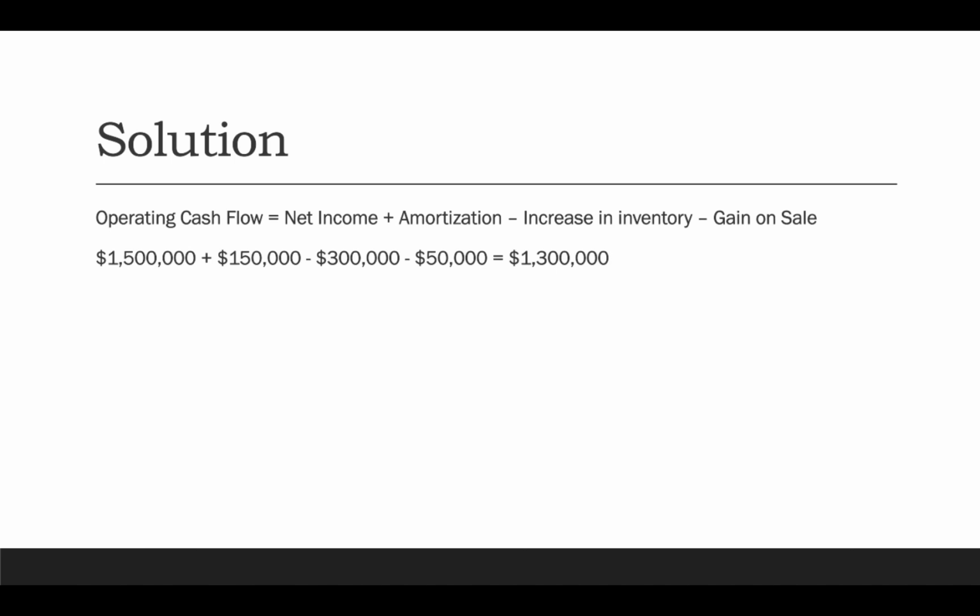So the answer to the question, what is the operating cash flow? It's the 1.5 million of net income plus the amortization of 150,000 minus the increase in inventory of 300,000 minus that gain on sale of $50,000 is $1.3 million. That's the answer.